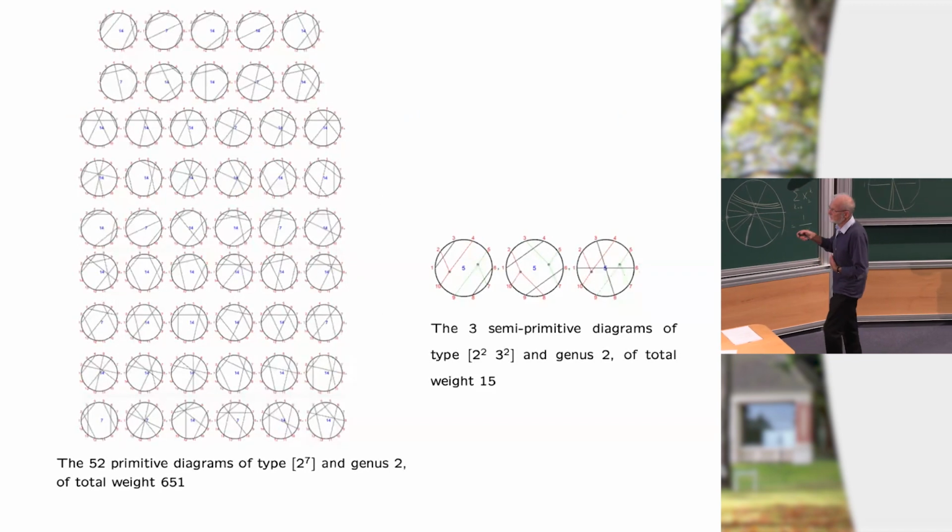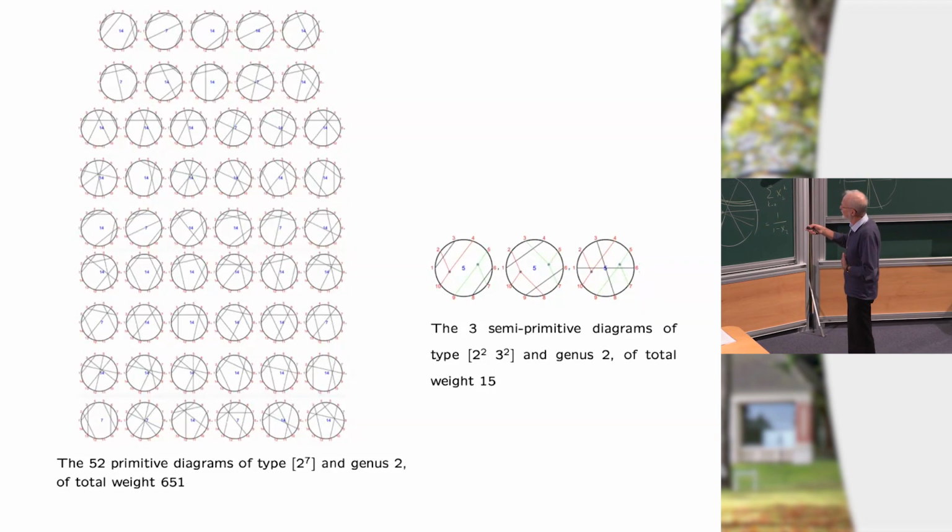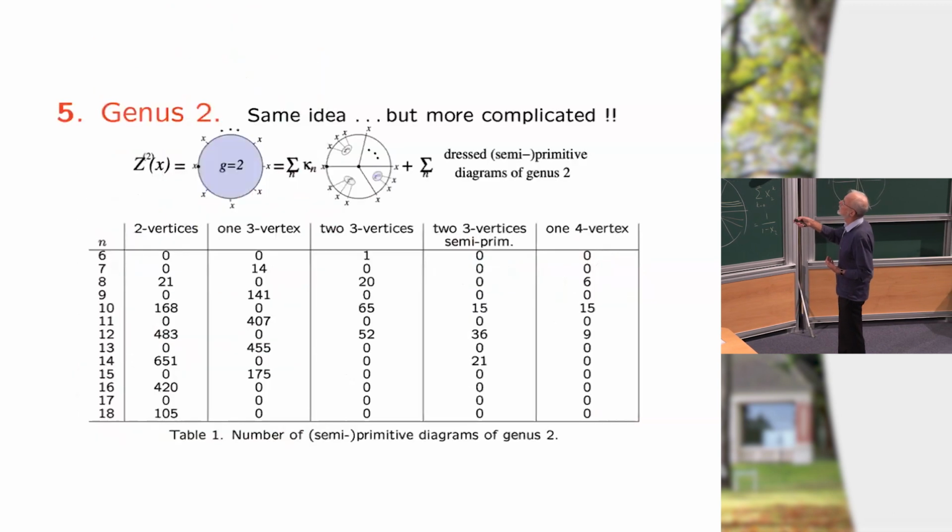So those are the 52 primitive diagrams with 7 pairs. So at n equals 14. So that was this. Where is it? This 52. Where is 52 here? Excuse me? In the very middle. The middle column in the middle. Oh yes, here. Thank you. Here it is.